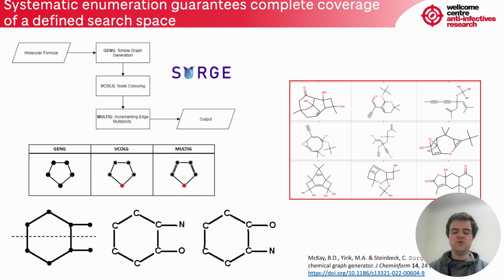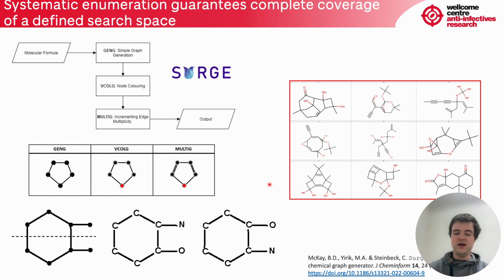Systematic enumeration is where, given a set of transformations, we are going to apply all of them and generate all possible molecules. This could be, for example, systematically enumerating all possible atoms in a molecular graph. This is how the algorithm Surge works. Surge works first by defining a molecular graph and then effectively transforming each of the nodes into an atom and then enumerating all possible combinations of atoms.